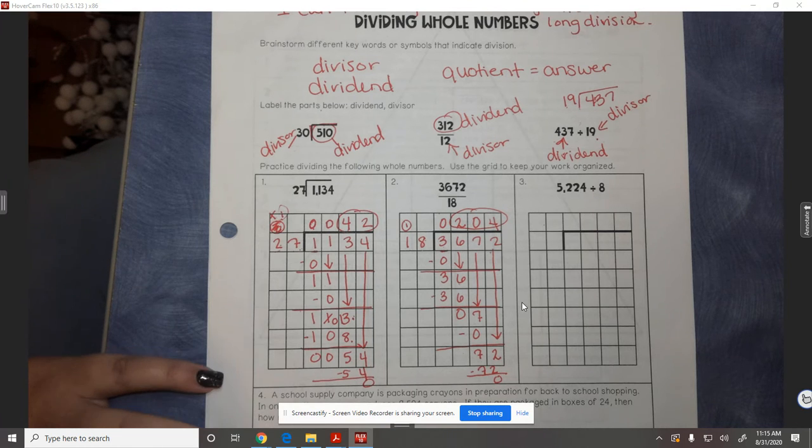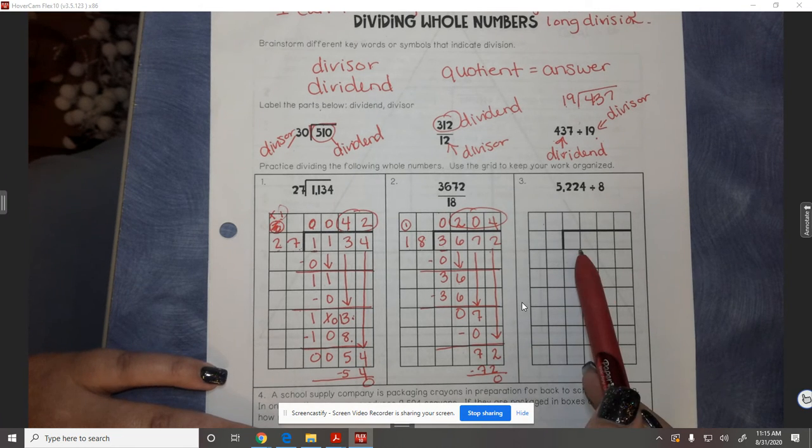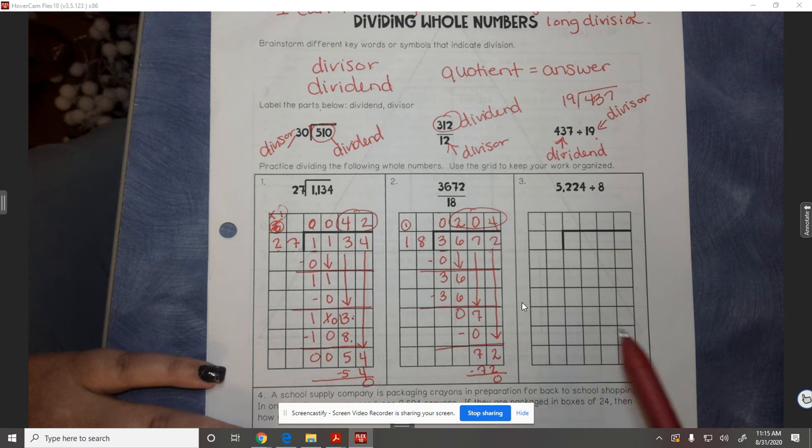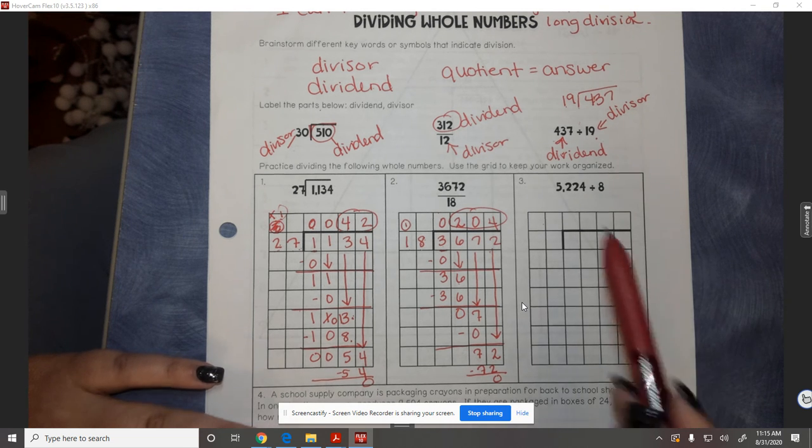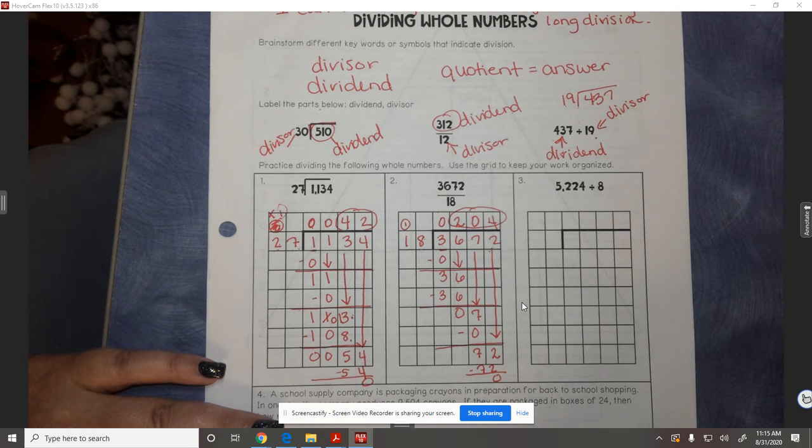Alright, I want you to pause the video and I want you to try setting this up and I want you to solve for it. And then once you've solved for it, I want you to unpause it and see if you got it correct. Okay?